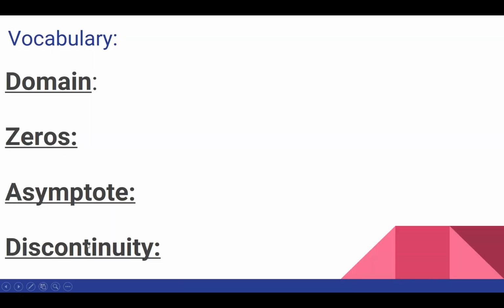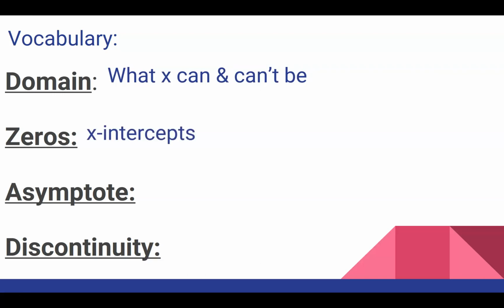All right, let's talk about some vocabulary. We talked about the domain. It's going to be what my x's can and can't be. We've been doing this with finding our excluded values along the way. Zeros are my x-intercepts, so where my graph will be crossing the x-axis.